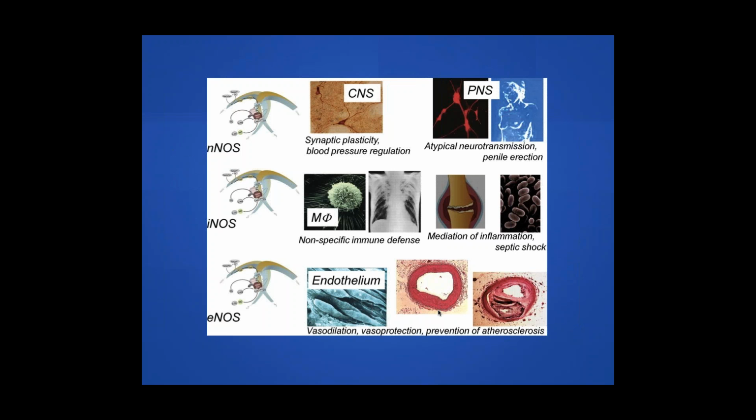So in the presence of bacteria, funguses, viruses, etc., it stimulates the production of the inducible nitric oxide, which helps fight these infections, and it's involved in the mediation of inflammation and involved in septic shock. The eNOS, or the endothelial nitric oxide, is more involved with vasodilation, vasoprotection, and prevention of atherosclerosis.